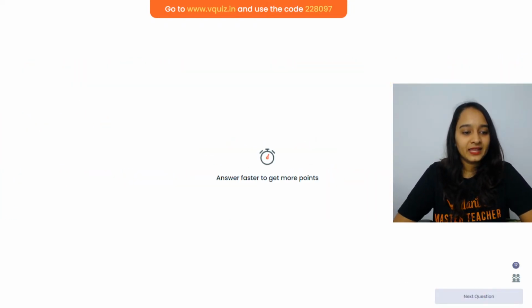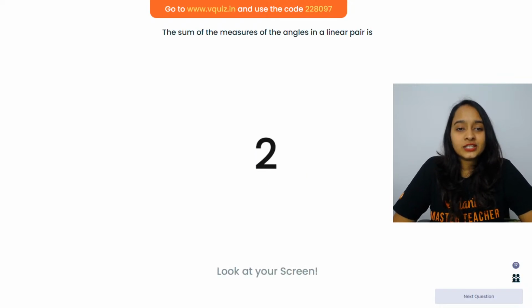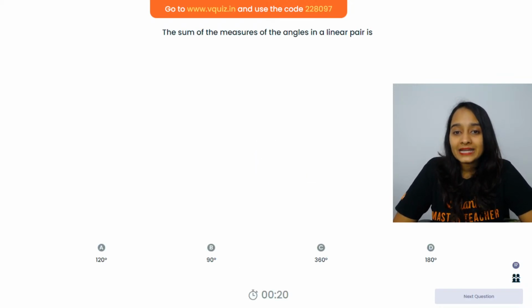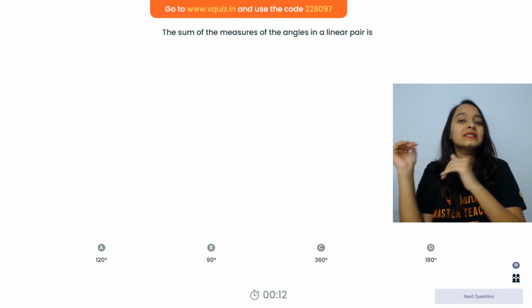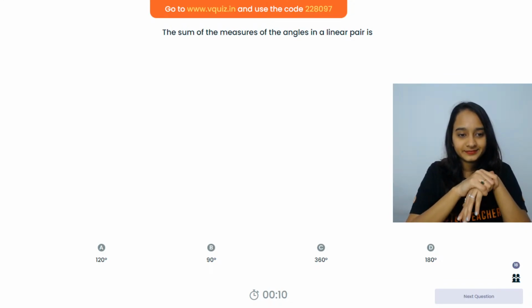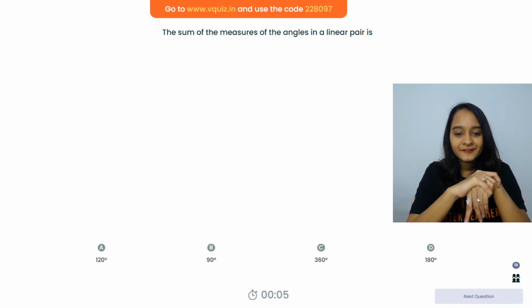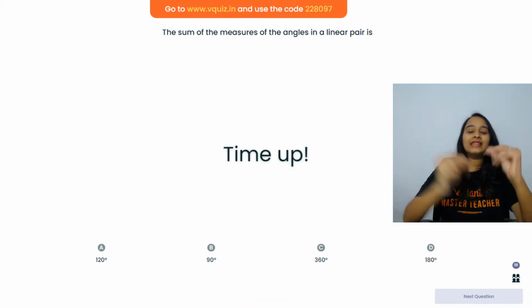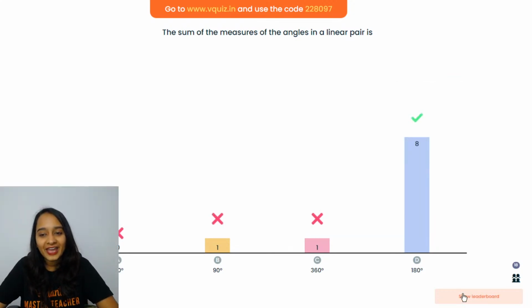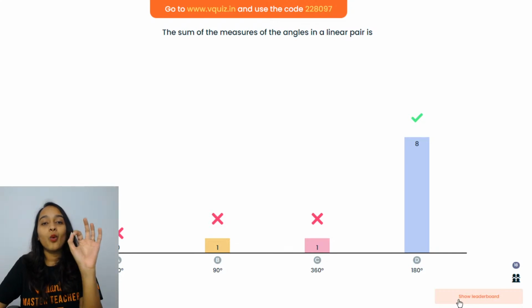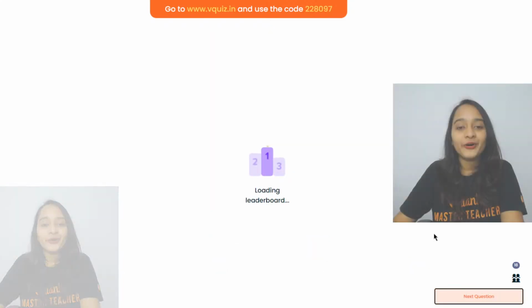Come on, guys. The first question on your screen: the sum of the measure of the angles in a linear pair is, if you have a linear pair of angles and when you add them, what is the sum equal to? Time's up, and very good everybody. It is 180 degrees for a linear pair.